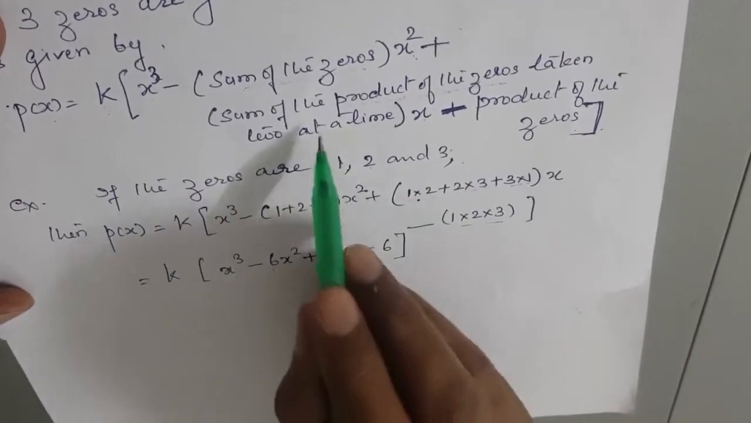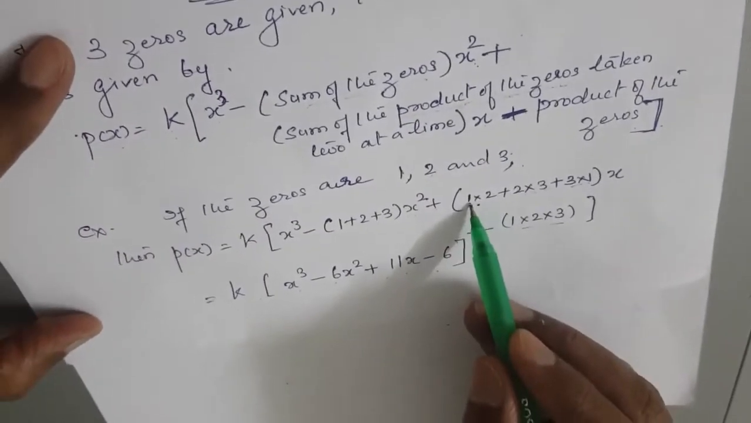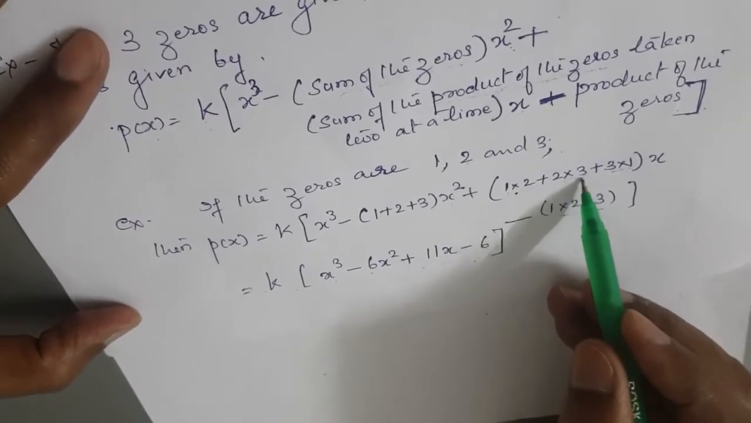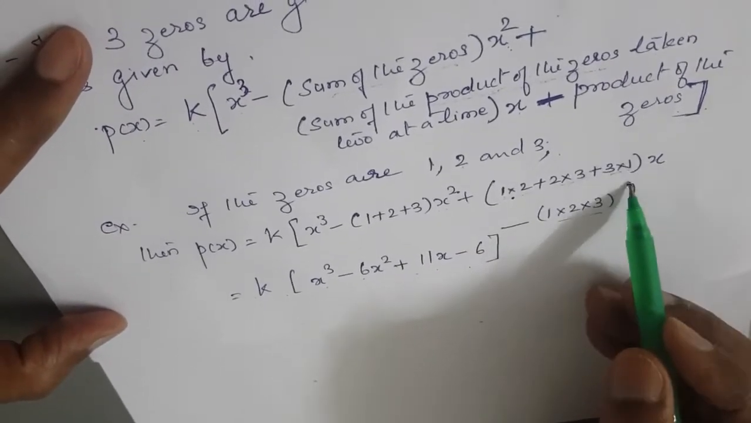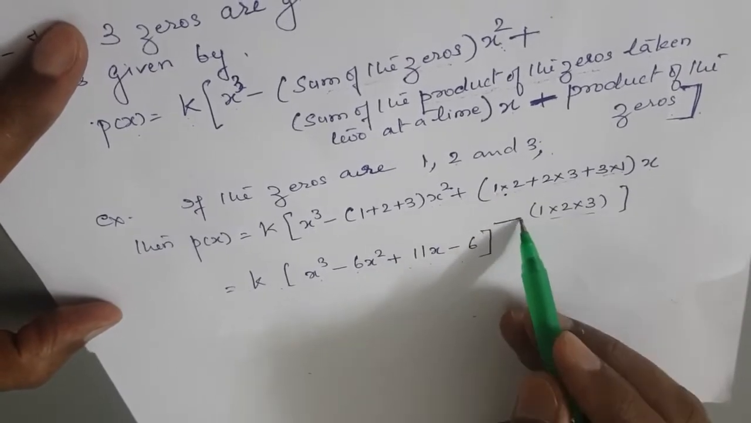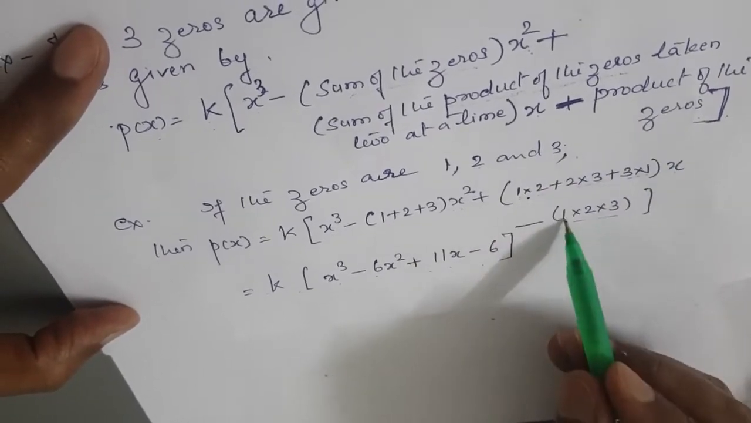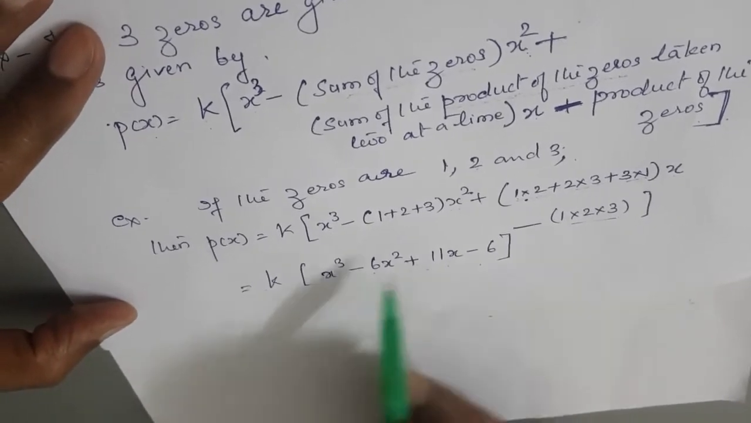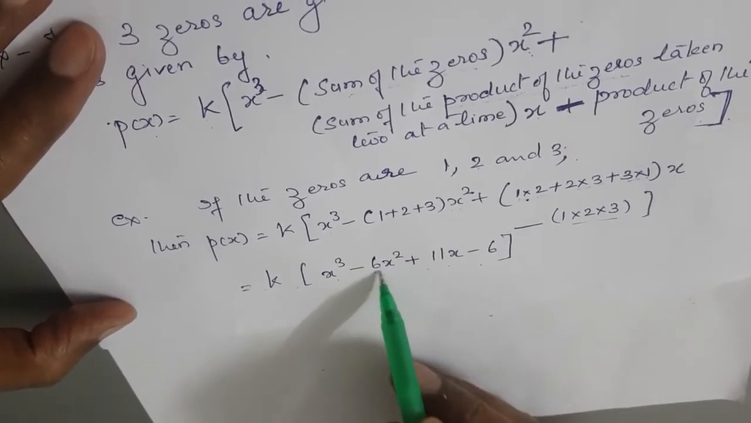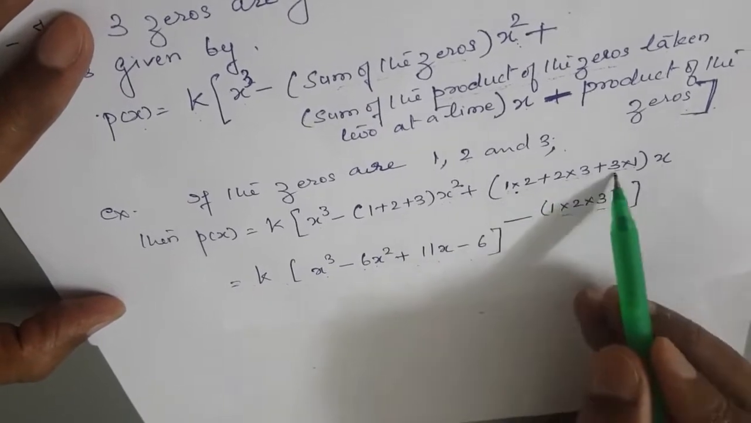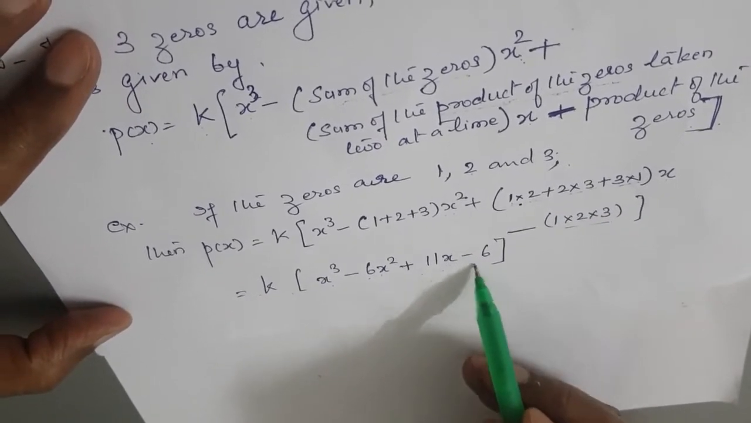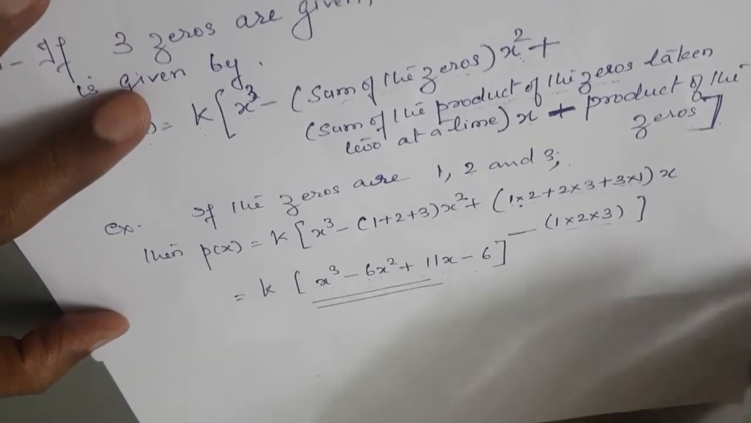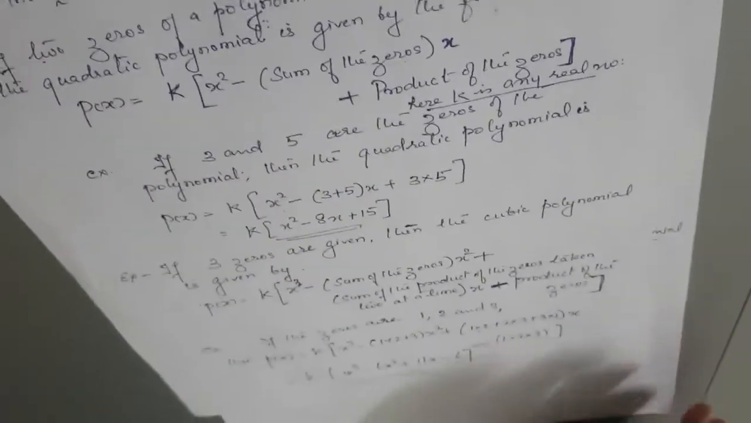and you have to form the sum. See, sum of the product. So 1 into 2 plus 2 into 3 plus 3 into 1 into x and minus the product of the zeros, that is 1 into 2 into 3. So that is equal to k times x cube, sum is 6, so minus 6x square, and here the sum is 11, so plus 11x minus 6. So this is a cubic polynomial.